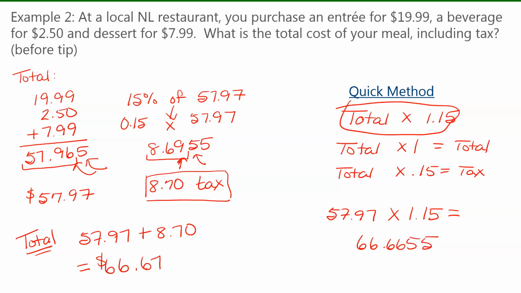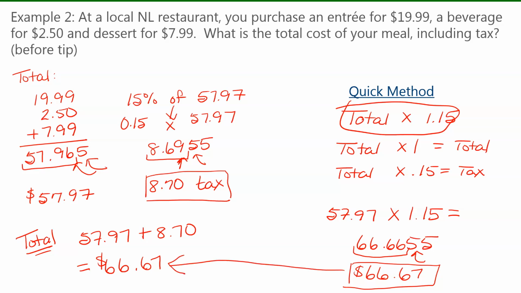66.6655. So again, we can only have 2 decimal places. That 5 will make the 6 before it round up, and it will round up to $66.67. So you can see that we got the exact same number as we did in the other calculations. This is useful when we're asked for the total. Not so much if I'm just asked for the amount of tax that I'm paying, as in the previous question.